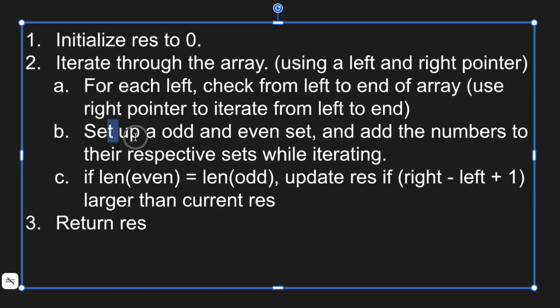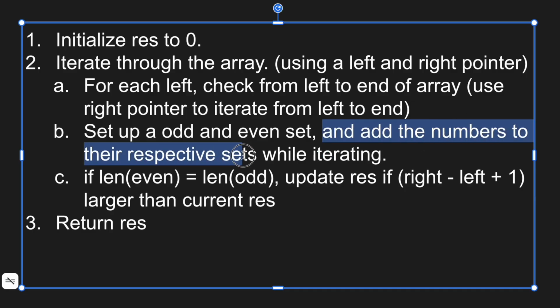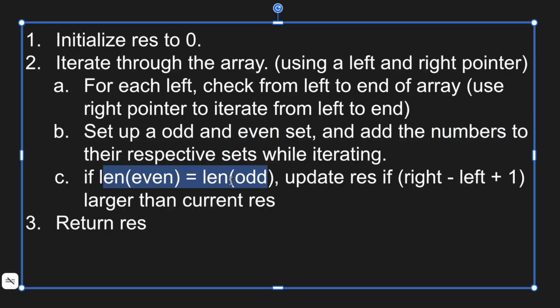And what we'll do for each iteration here is set up an odd and even set in the beginning, and as we iterate from left to end, we will add the numbers to their respective sets, depending on if the number is odd or even. Each time we add a new number, we want to check if the length of even is equal to the length of odd. If it is, then we will update the result if right minus left plus 1, which would be the size of the subarray, is larger than the current result. And finally, in the very end, we can return result.